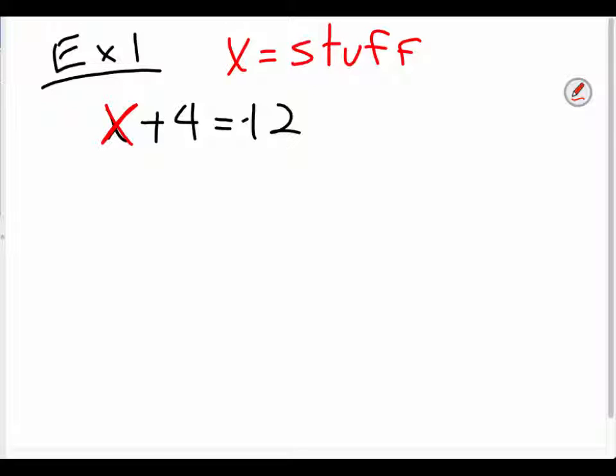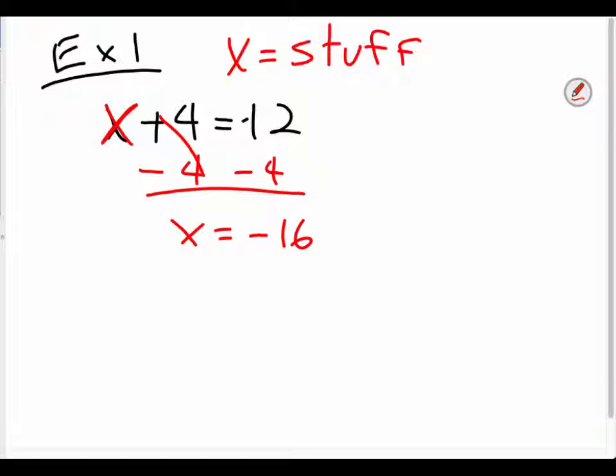So on the same side of x, I'm adding 4. So to move the 4, what's the inverse of addition? Subtract. So I'm going to subtract 4. Whatever I do on one side of the equal sign, in order for the equation to be balanced, I have to do on the other side. That makes sense? So then I get x is equal to negative 16. Any questions on that one?